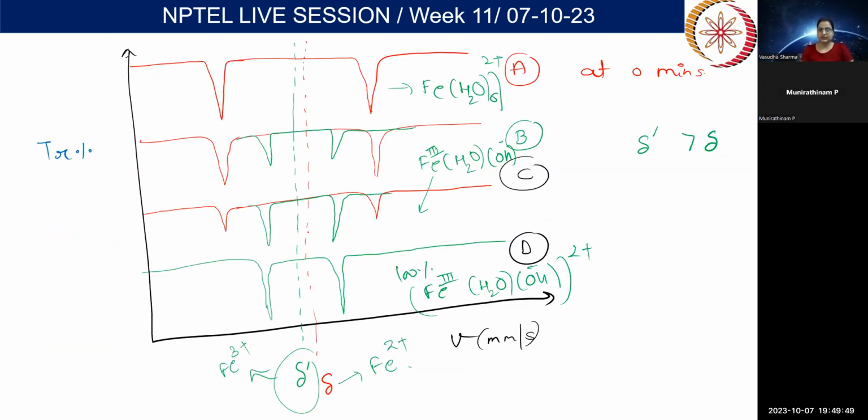That is why in the graph you can see there are two types of spectra. The first one has more splitting compared to the other one. The green ones have less separation, whereas the red ones have more separation. So the red one belongs to the iron 2 system, and the green one belongs to iron 3. Also, we confirmed it from the delta value, where the delta dash is for iron 3. The green ones have the higher delta value if you take the average of the two peaks. So this one corresponds to iron 3 and this one corresponds to iron 2.